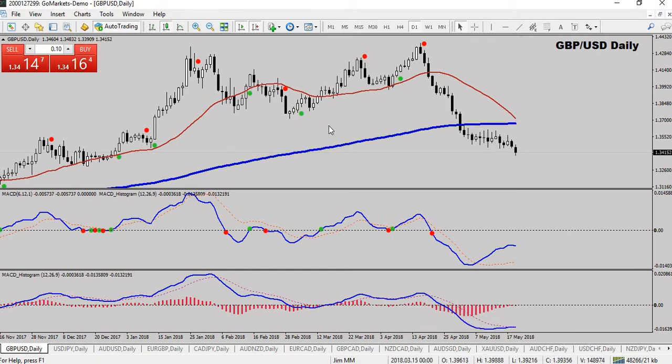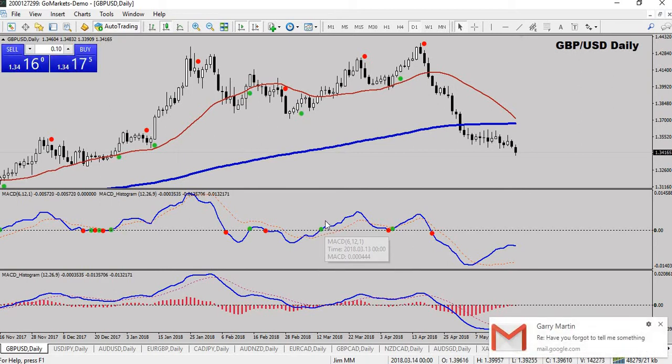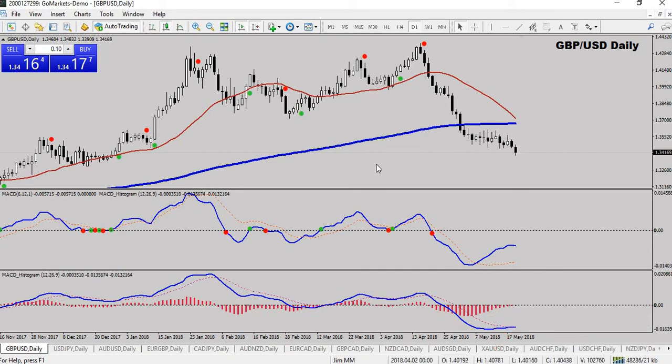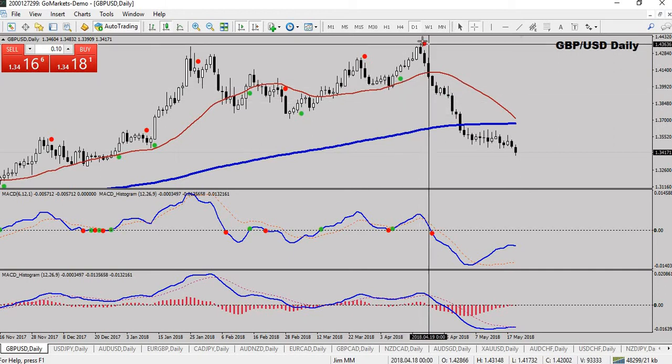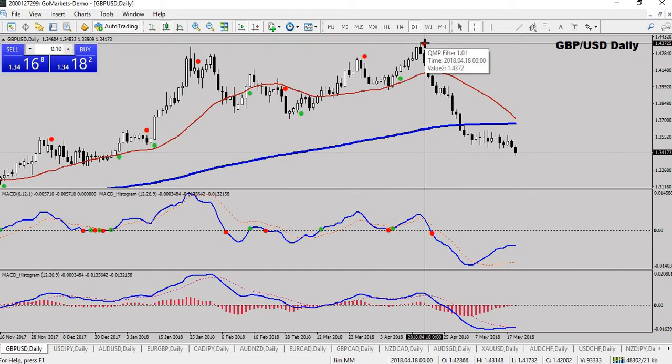So there are 4 criteria. A definite is you need a cross on this fast MACD, as I call it, and you need at least 2 of the others. So the other criteria is a QMP dot. We'll use this as an example up here. So we're looking to sell here. We've got a red QMP dot, but the fast MACD has not yet crossed the zero level.